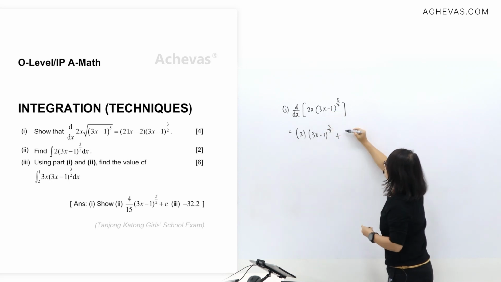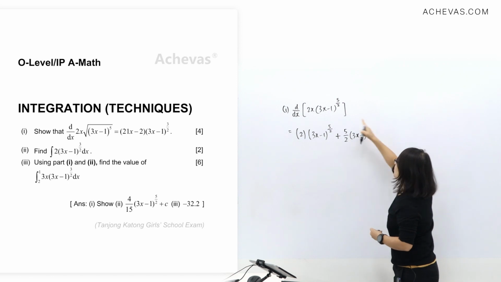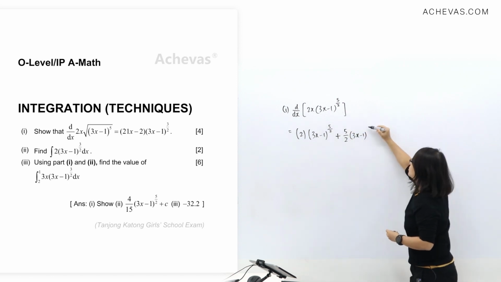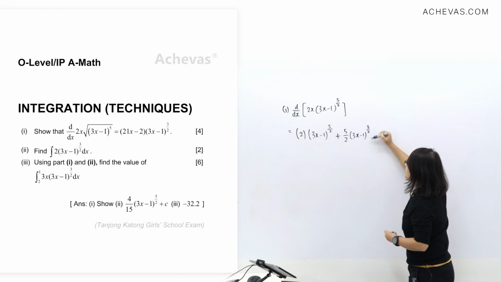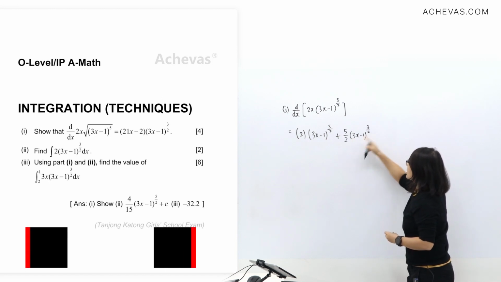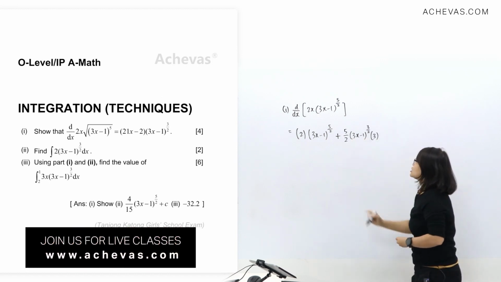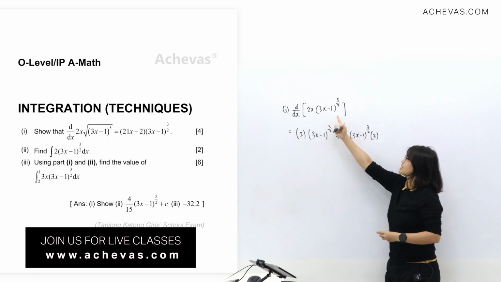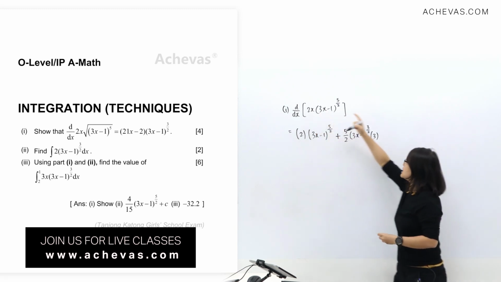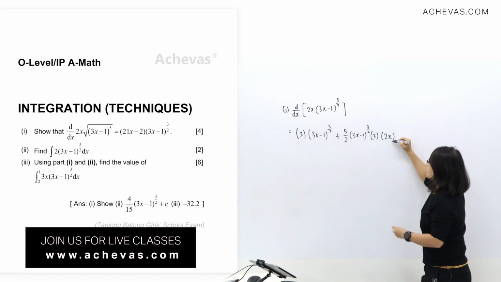We're going to bring down the power 5 over 2. Then reduce the power by 1. So 5 over 2 minus 1, which is 2 over 2, so I'm left with 3 over 2 here. Differentiating inside the bracket, 3. So that's my differentiation of the second term here. So I'm going to copy back the first term, which is the 2x over here.